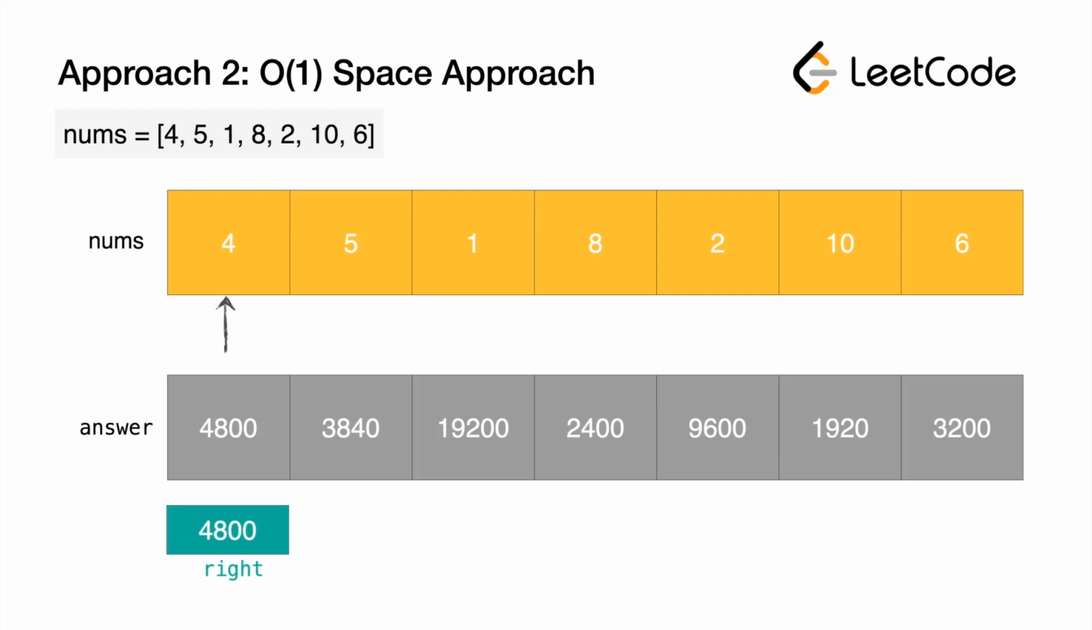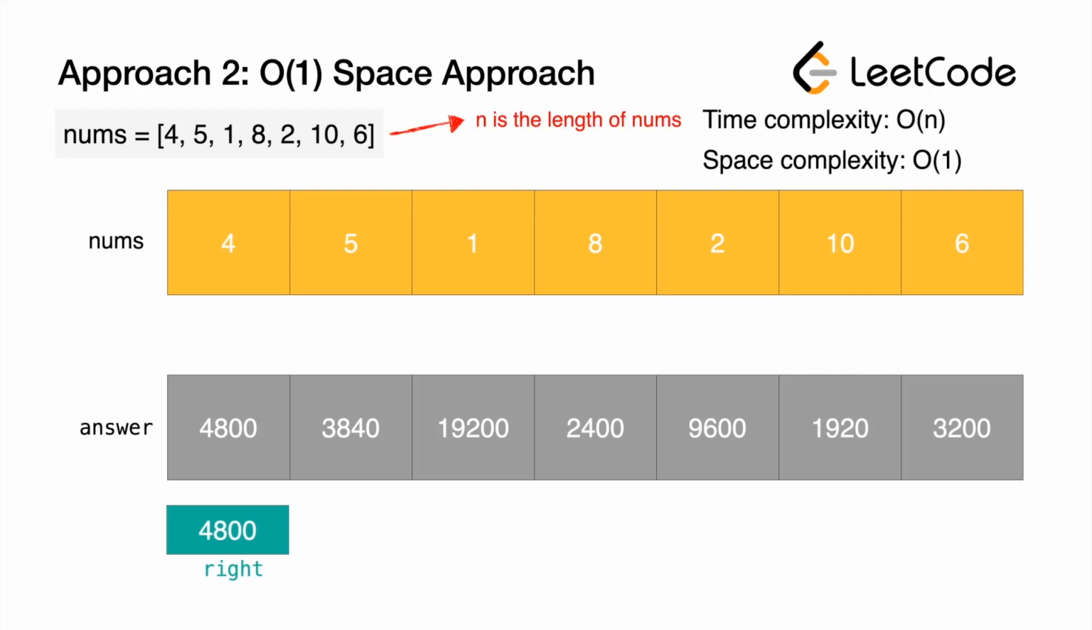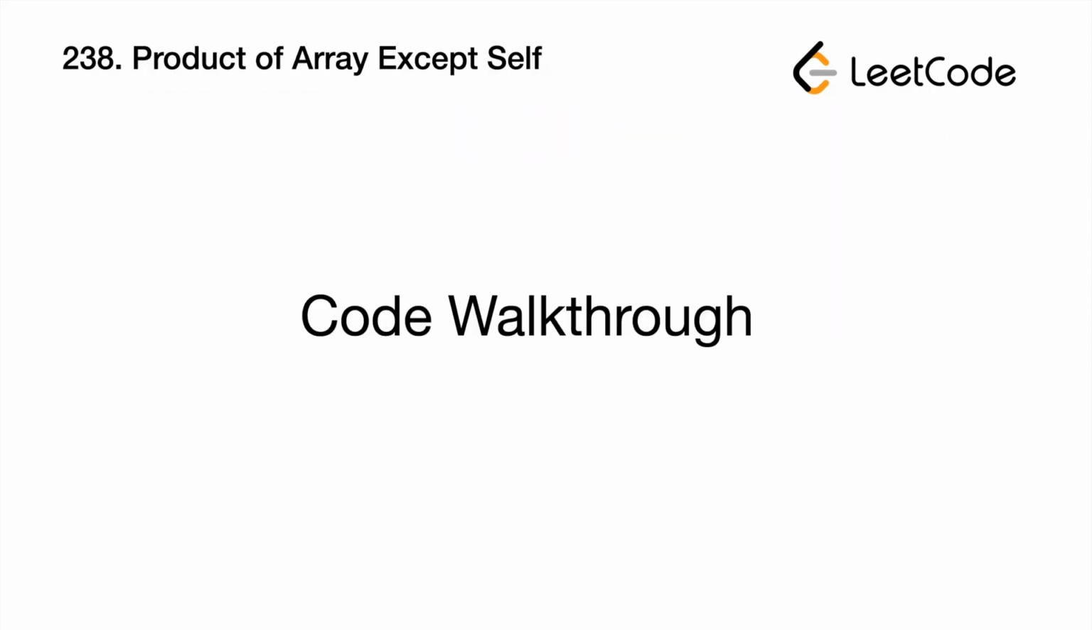Compared to the first approach, the space complexity is optimized to constant O(1), because only one integer variable right is used as extra space. As we still need to traverse the input array twice, the time complexity is still O(n), where n is the length of the input array. Now you have some idea about the algorithm. Let's begin the code walkthrough to see how we can solve this problem using these two approaches.